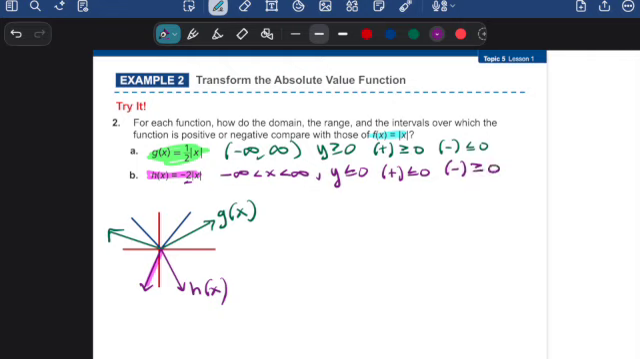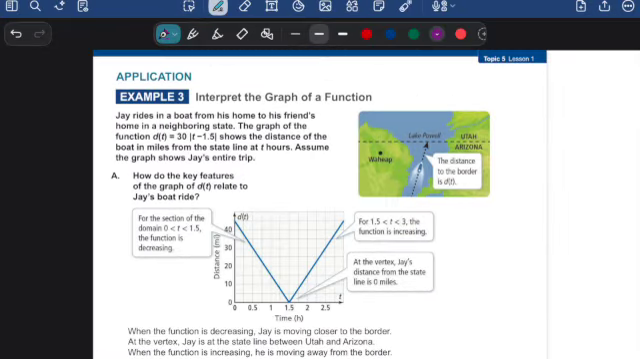So notice what changed when we have a downward facing absolute value. The domain still stays all real numbers, but the range and the intervals for positive and negative changes. Example 3, let's do an application problem.